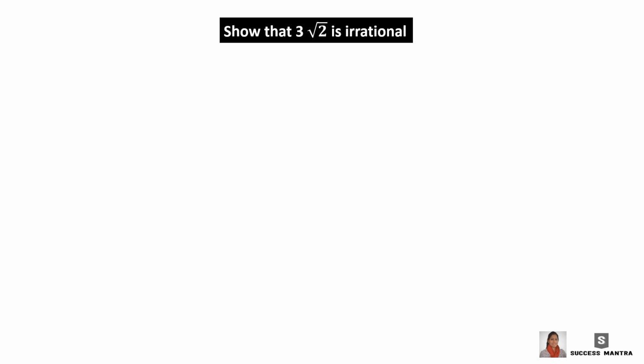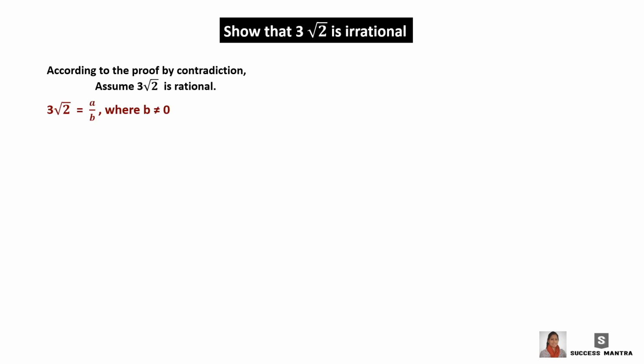This is a very similar question to the previous one, that is show that 3 root 2 is irrational. So we first assume as per proof by contradiction that 3 root 2 is rational. Since it is rational, we express it in the form of a by b where b not equal to 0. Taking 3 to the other side, we get root 2 is equal to a by 3b. Since a and b are integers, a by 3b will also be a rational number.